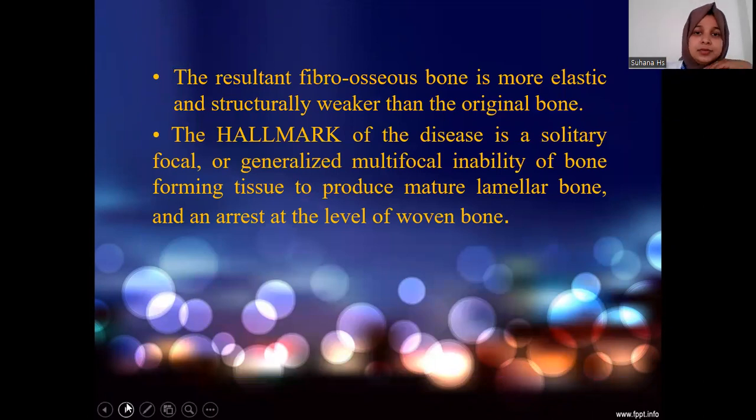The resultant fibro-osseous bone is more elastic and structurally weaker than the original one. Hence, the hallmark of the disease is a solitary focal or generalized multifocal inability of bone-forming tissue to produce mature lamellar bone. They are arrested at the level of woven bone. That is, they consist of immature bone rather than mature bone.